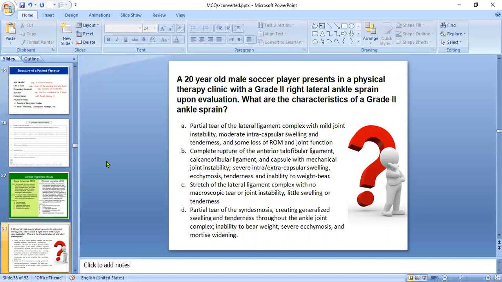So this is the stem: a 20-year-old male soccer player presents in a physical therapy clinic with a grade 2 right ankle sprain upon evaluation. What are the characteristics of a grade 2 ankle sprain?